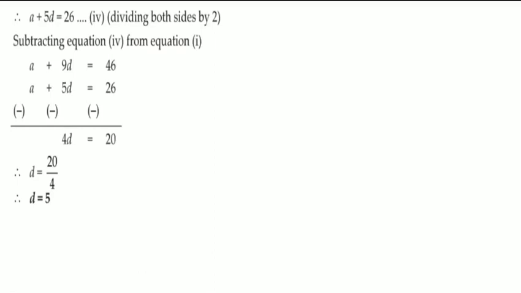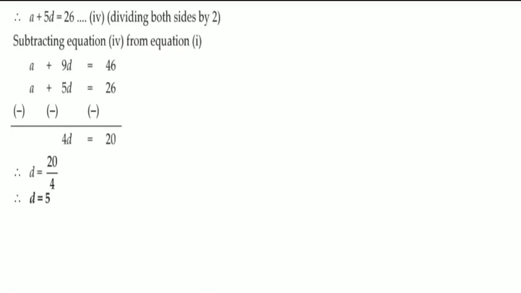So you will observe that in the bracket, the signs are changed. So A minus A cancelled. 9D minus 5D, we got 4D. And here 46 minus 26, that is 20. So 4D is equal to 20. And therefore D is equal to 20 divided by 4, that is D is equal to 5. Now when we substitute this value of D in any one equation, either the first equation or the fourth equation, we are going to get the value of A. So let us do that.